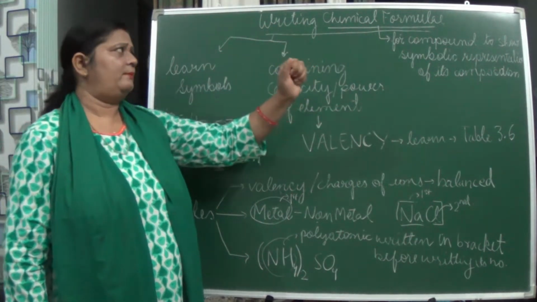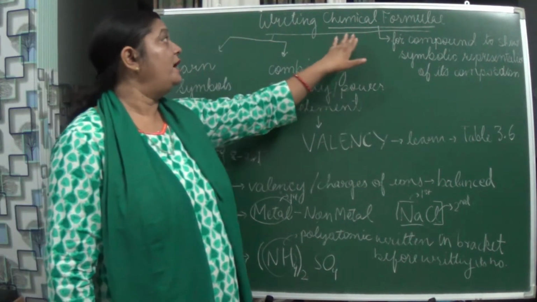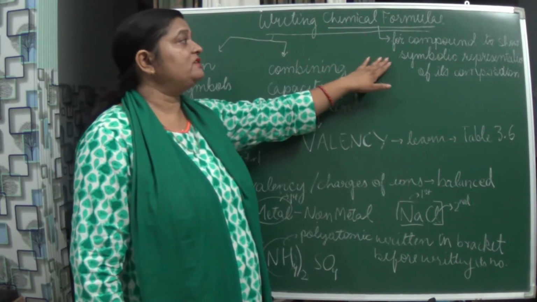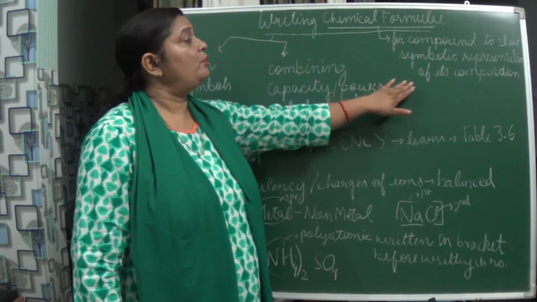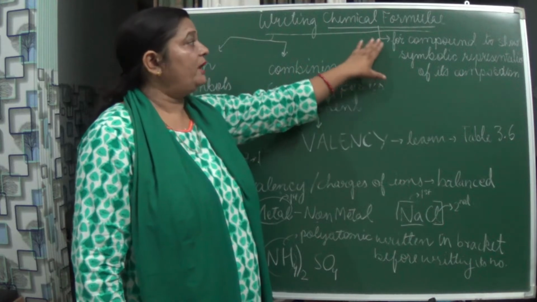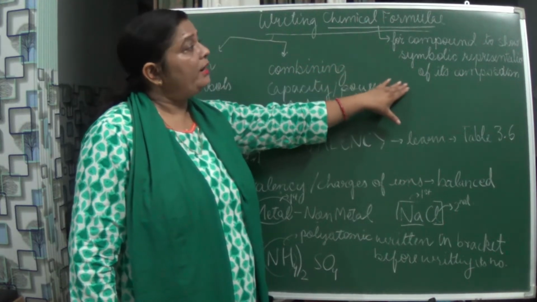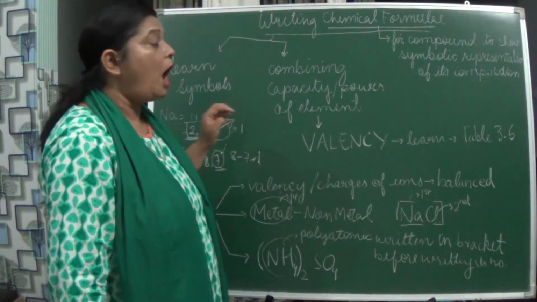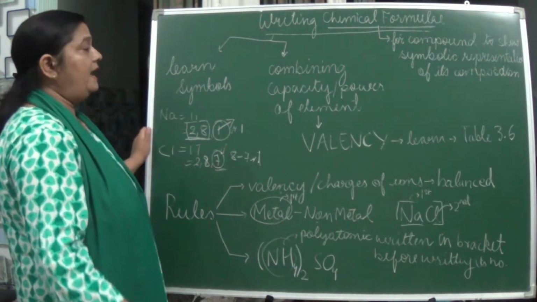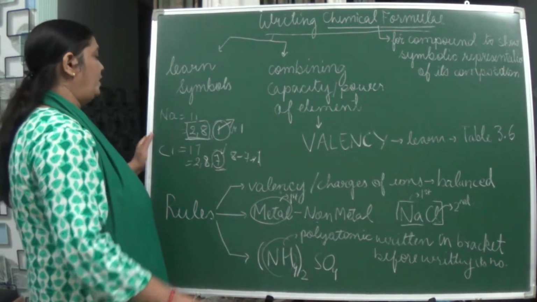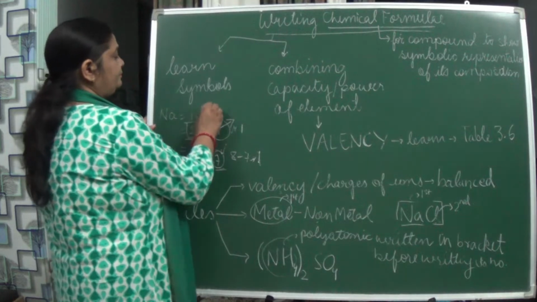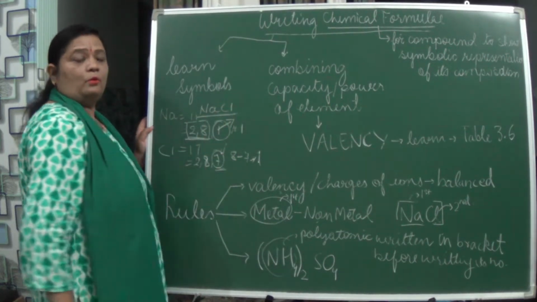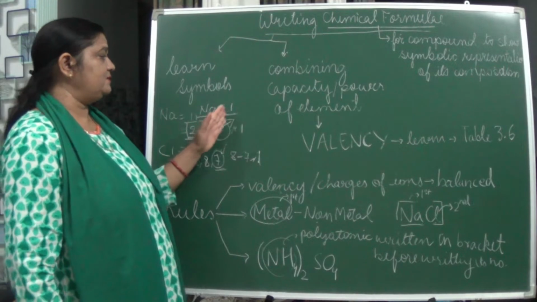What is writing a chemical formula? How to write a chemical formula? Actually, the chemical formula for a compound shows the symbolic relationship of its composition. So it shows what? The symbolic relationship of its composition. It means how much of each is present. Like if I am saying NaCl, what is it representing? 1 and 1, nothing else is over here.